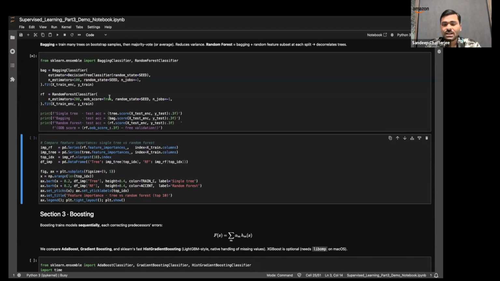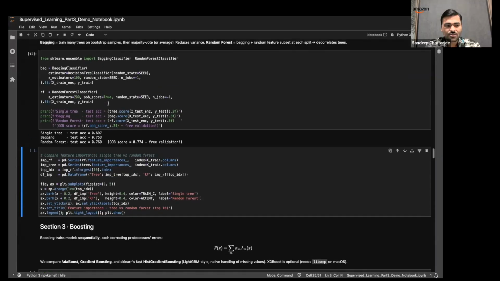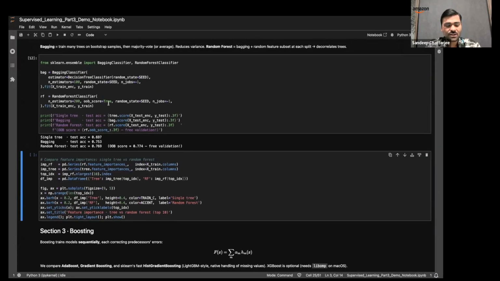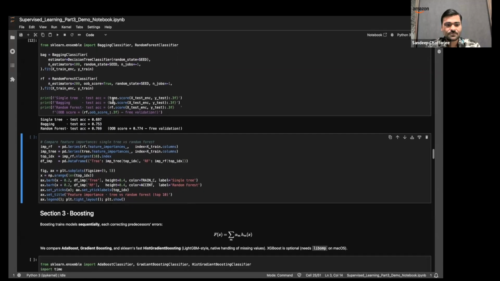So this will take more time than a single decision tree because it requires many parallel trees to be trained. It trains many trees on different random subsets of the data, and this actually reduces variance. Random forest goes one step further. At each split, it also considers a random subset of features, right? So we did max_features equal to square root.